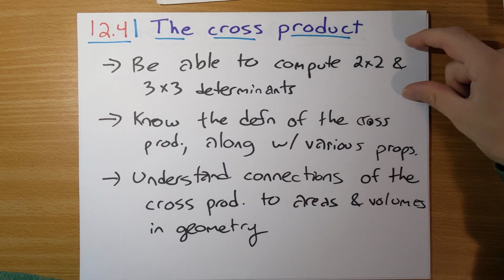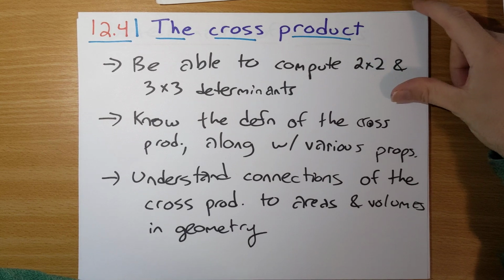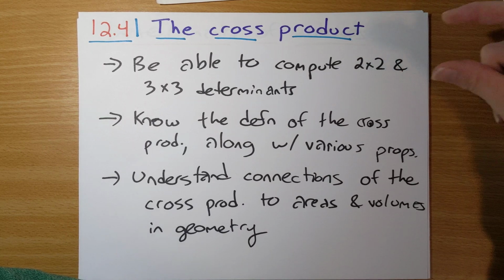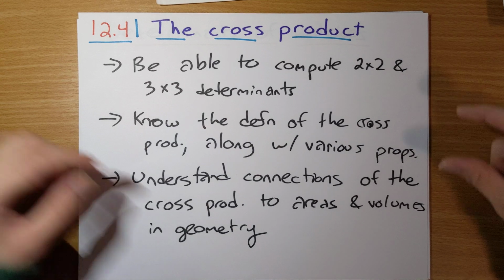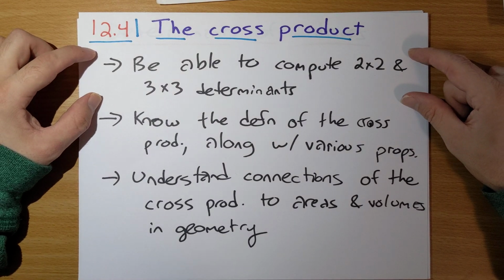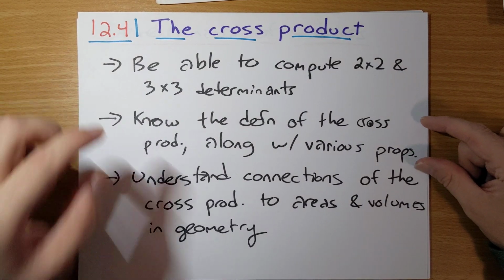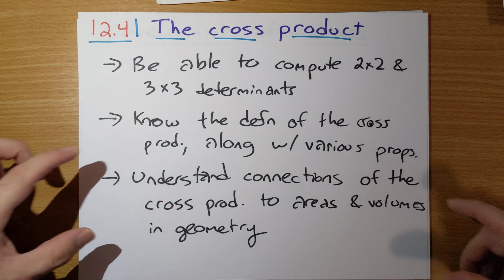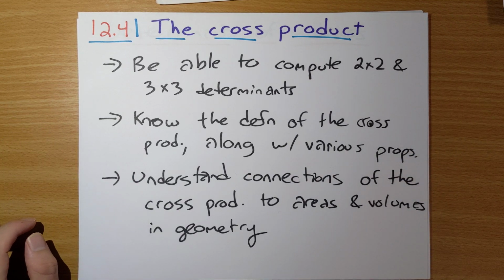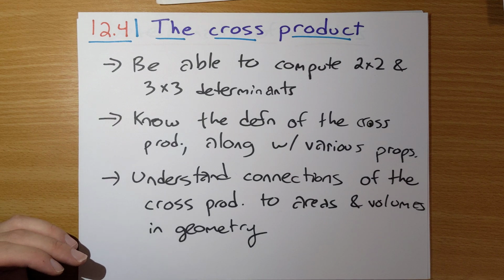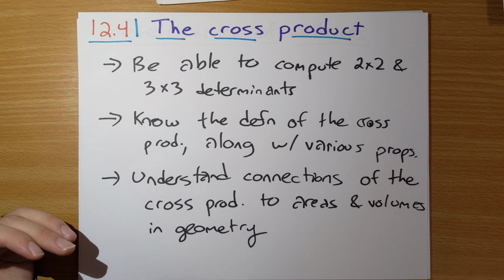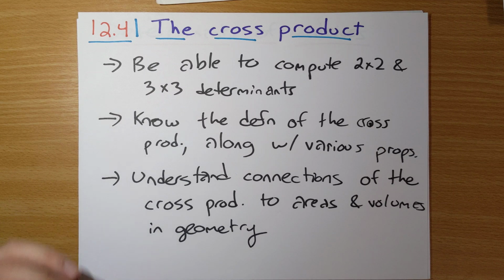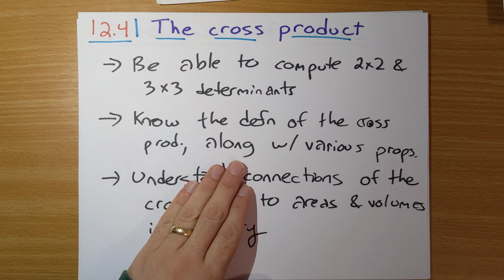So some learning goals here. We'll do our definition in terms of determinants. That's how we'll define the cross product. So you should be able to compute 2 by 2 and 3 by 3 determinants. You should know the definition of the cross product, and then there are a lot of properties of the cross product. And then we'll be talking about the connection of the cross product to areas and volumes in geometry. We'll be talking about the geometric significance of the cross product in many different ways.